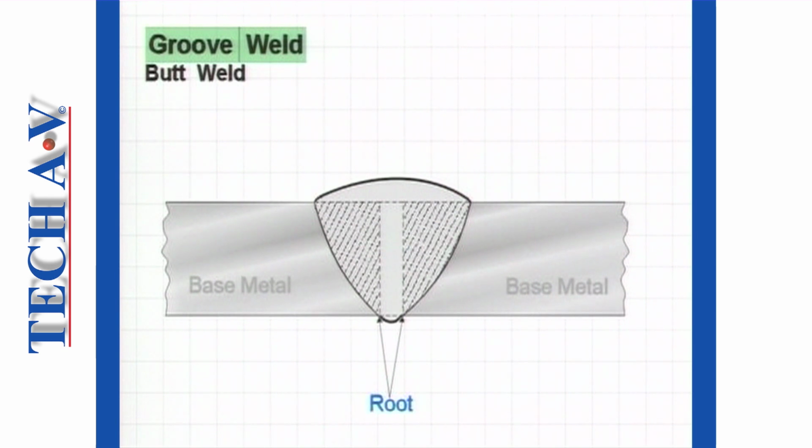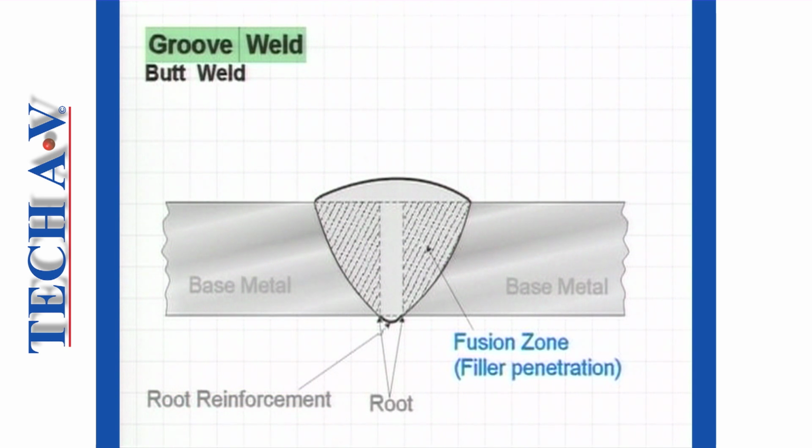Root. The root generally refers to the point at the bottom of the weld where the base metals are closest to each other, but also has more specific references which we will explain later. Root reinforcement. This is the portion of the weld that has penetrated right through the weld and extends past the bottom of the base metals.